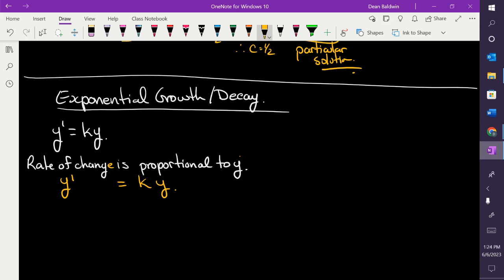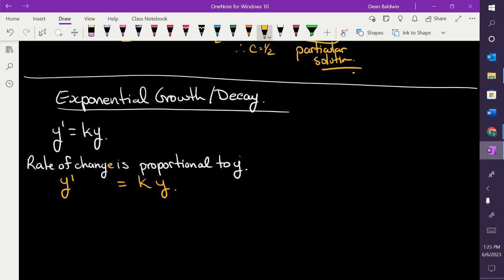What does proportional mean? It means that there's a constant being multiplied by the other variable. It's proportional to y, so it's k times y. And k is a constant. You could put c, but we want to distinguish it from when we integrate, because when we integrate, you're going to see the c pop up. So we want to distinguish it from the other constant. Okay?